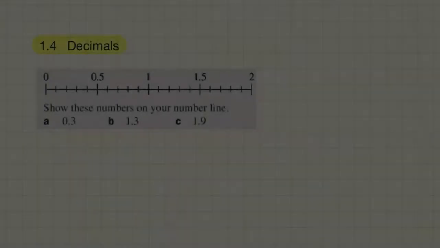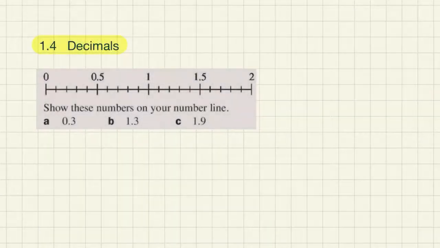The next topic for today is decimals, and I have a couple of exercises that I will solve to show you how it works. So the first one is about showing the numbers on the number line. We have 0.3. First we have 0 and then 0.5, so 0.3 is obviously between them. And we can just count those things, right? We go 1, 2, 3, 4, 5. So this is going to be 0.1, 0.2, and here we have our 0.3.